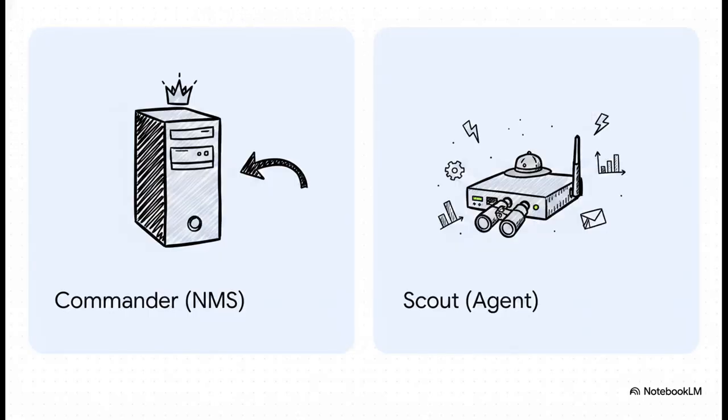Let's look at the who first. It's very much a two-way street, kind of like a commander and a scout. Playing the role of the commander, we have the NMS, or Network Management Station. This is usually a server running monitoring software. Think Zabbix, PRTG, or SolarWinds. It's completely in charge. It sends out the requests.